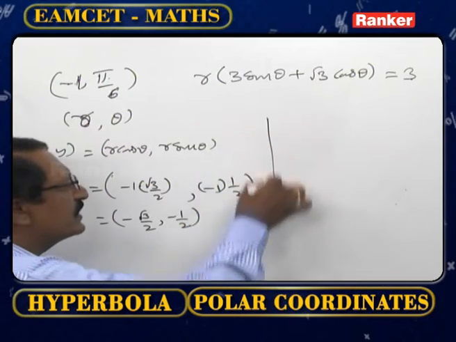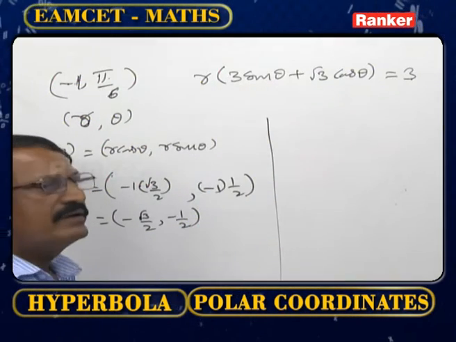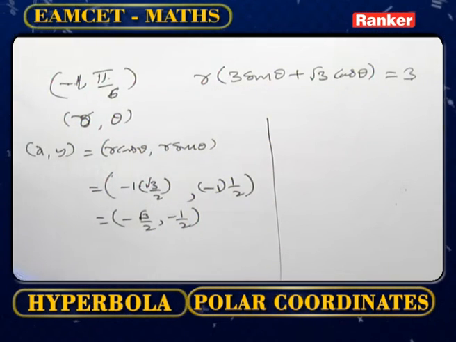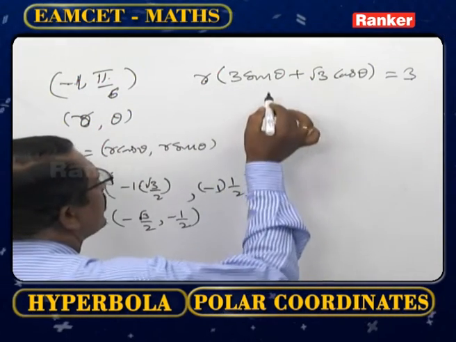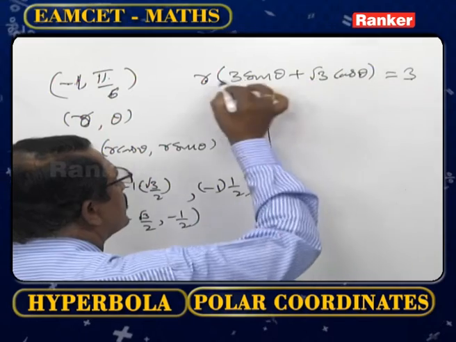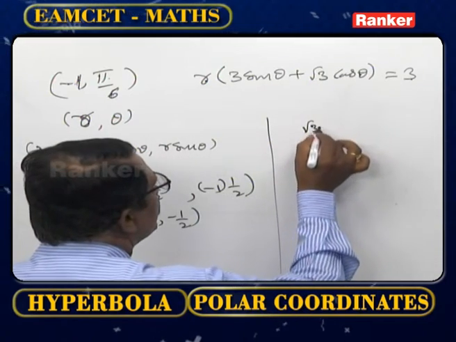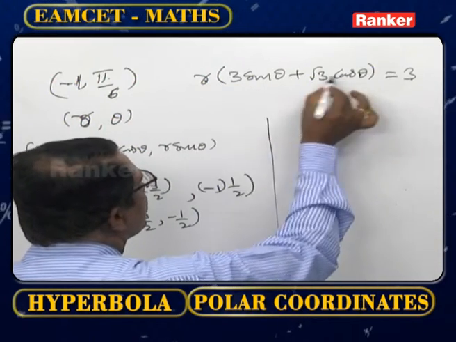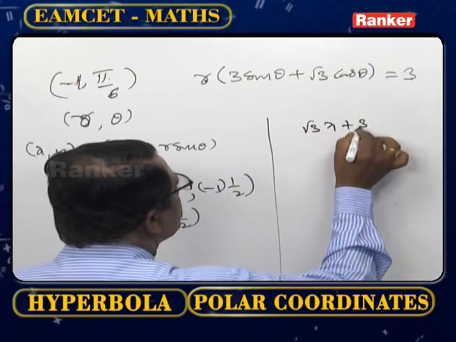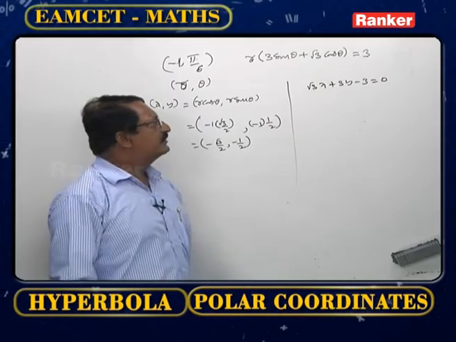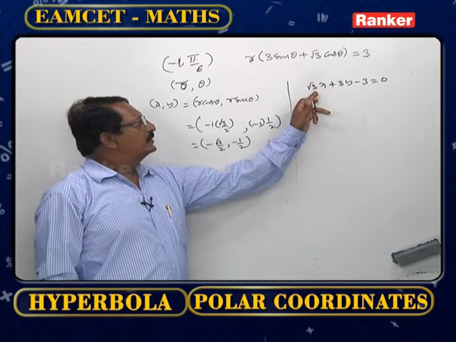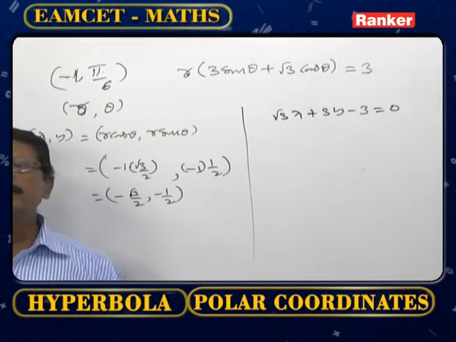Similarly, the equation of the straight line also convert into Cartesian form. Now r sin theta equals y, r cos theta equals x. Now we get root 3 x plus 3 y minus 3 equals 0. The Cartesian equation of the straight line is root 3 x plus 3 y minus 3 equals 0.